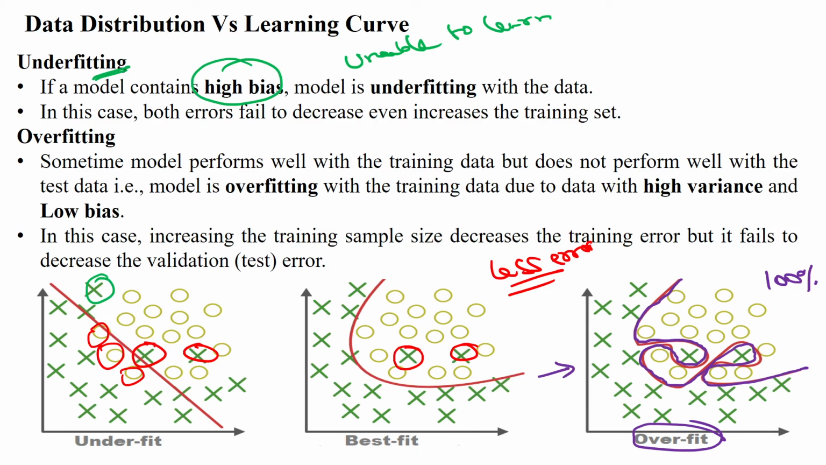So there are three things available: underfit, best fit, and overfit. For a better model, it should follow the best fit approach.